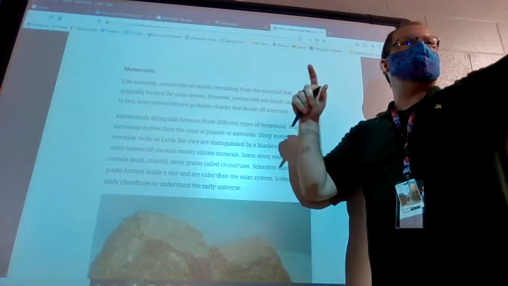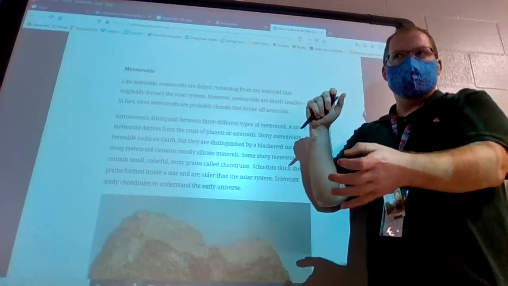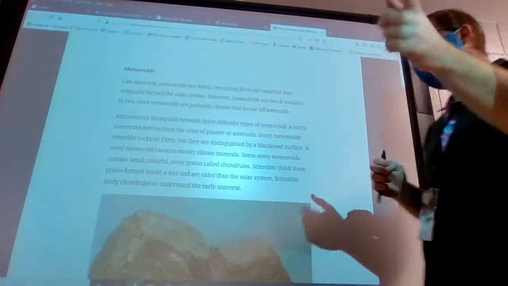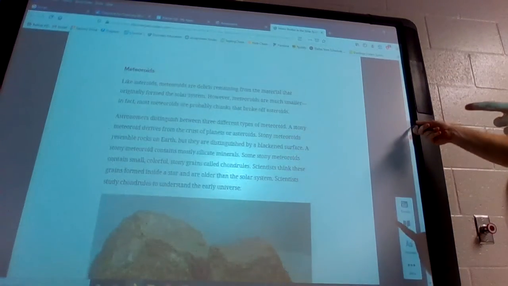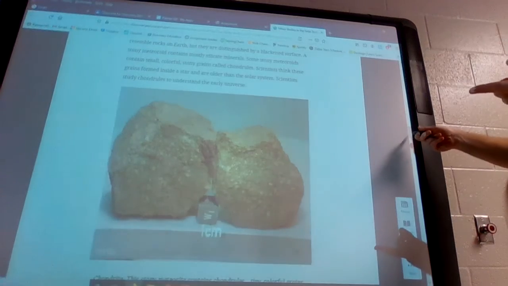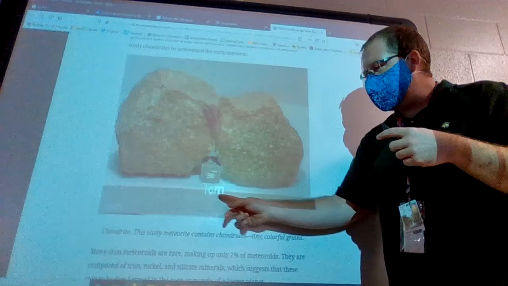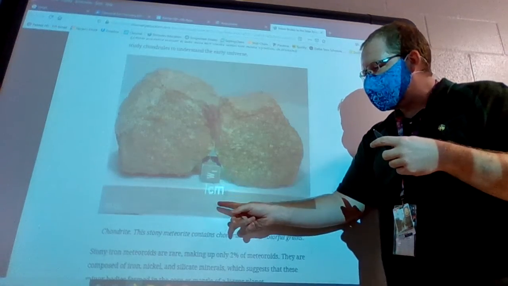Meteoroid is in space. Meteor is coming down to Earth. And once it hits Earth, it becomes a meteorite. And so they will ask you a question about that a little bit. Most meteors or meteorites, once they actually get here, are metallic. This is 1 centimeter right here, I think they're saying.